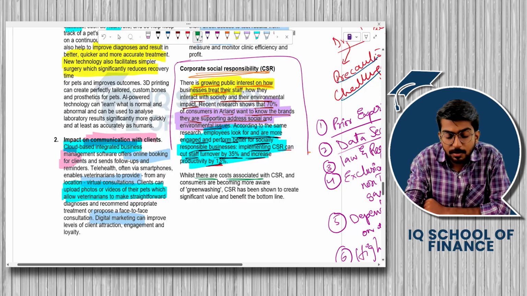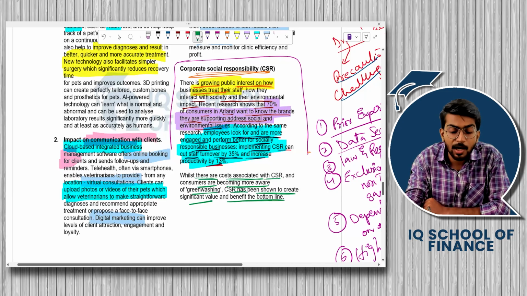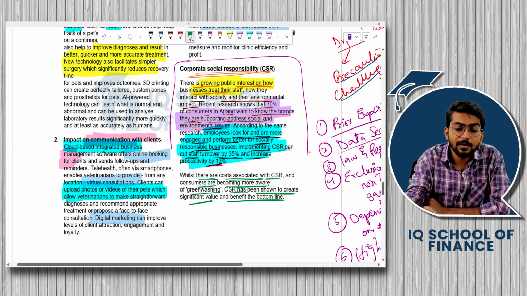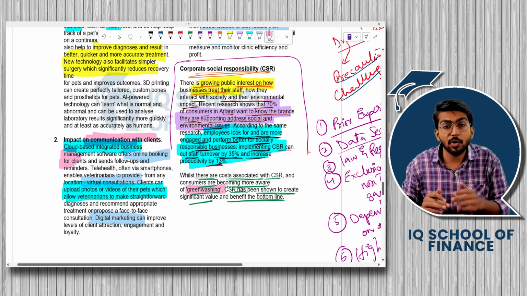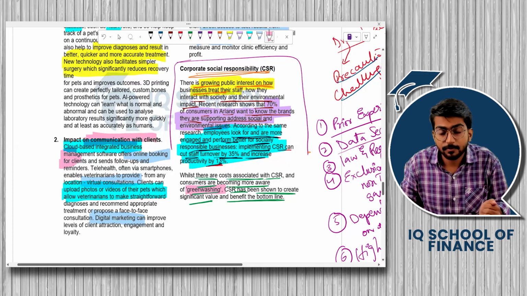While there are costs associated with CSR and consumers are becoming more aware of greenwashing, CSR has been shown to create significant value and benefits to the bottom line. What do we mean by greenwashing? Does anyone have any idea about greenwashing? Misleading. Good. It is about showing yourself as more green than you actually are, like misleading people.